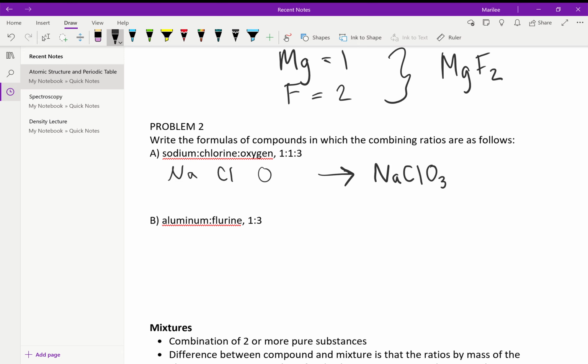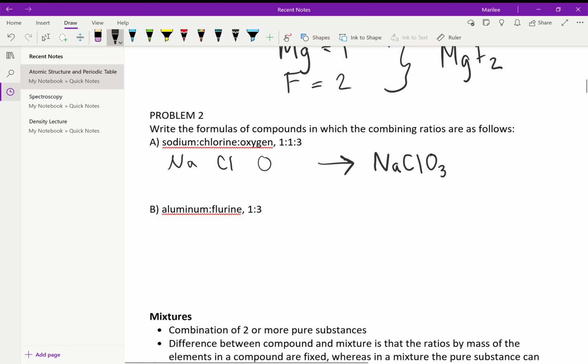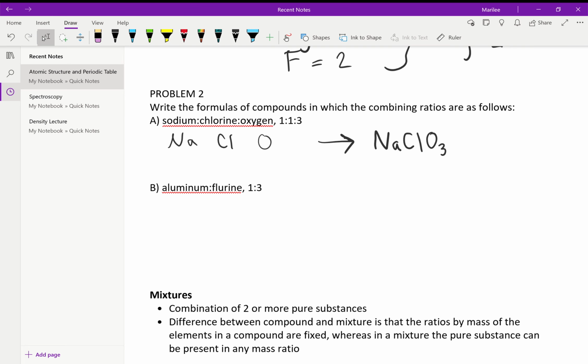Part B of problem 2 is aluminum and fluorine. I spelled fluorine wrong here, but that's okay. So aluminum is Al, fluorine is F. So the 1:3 ratio would be AlF sub 3.